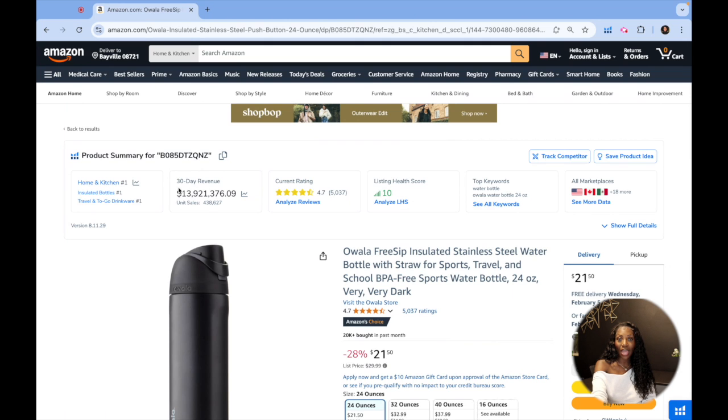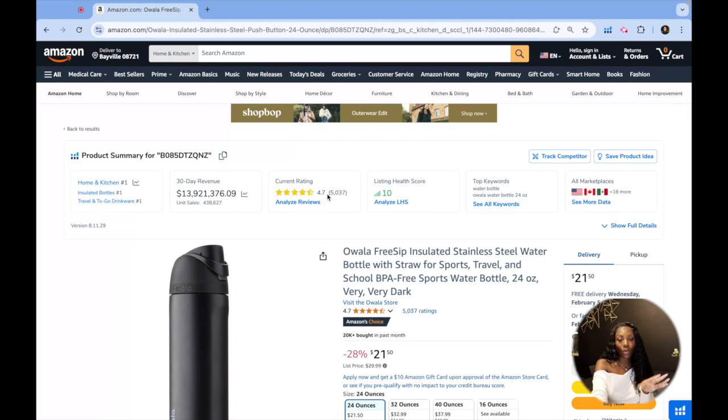So multiply that number by 12, and that's how much they're making a year selling this water bottle. So that's diabolical. But I will say that this is the number one product in home and kitchen. So this is the top. No other product sells better than this product. So, I mean, it makes sense that they're making a lot of money, but $13 million is insane. Like, that's a crazy, crazy number.